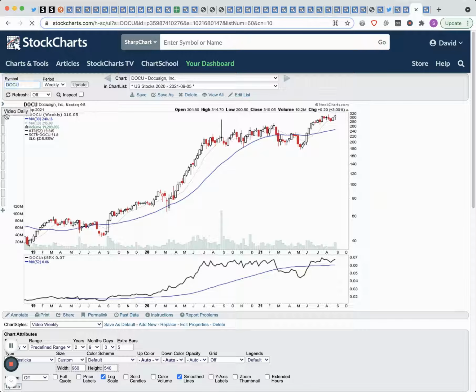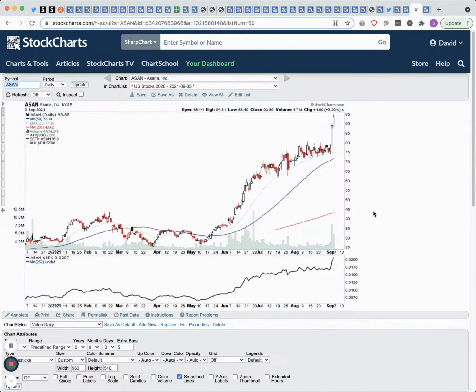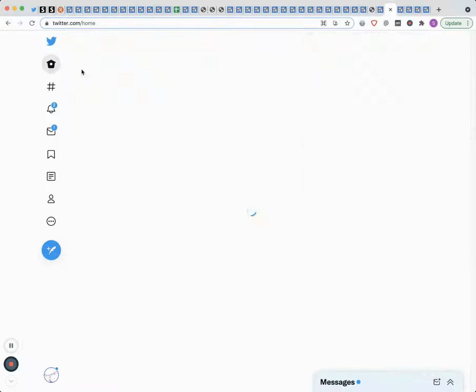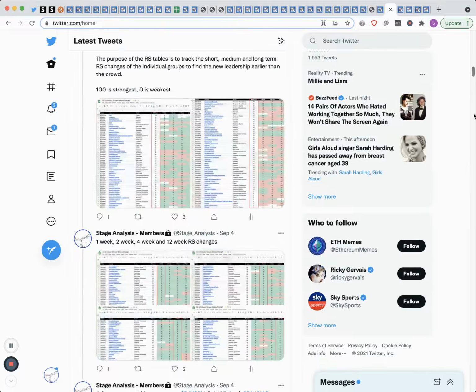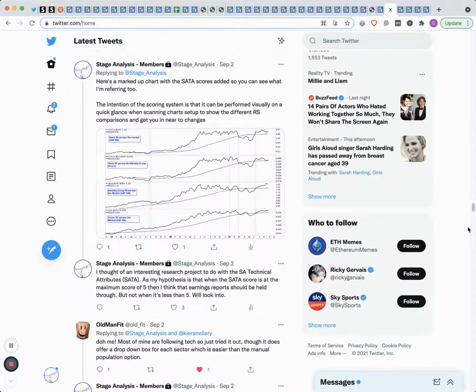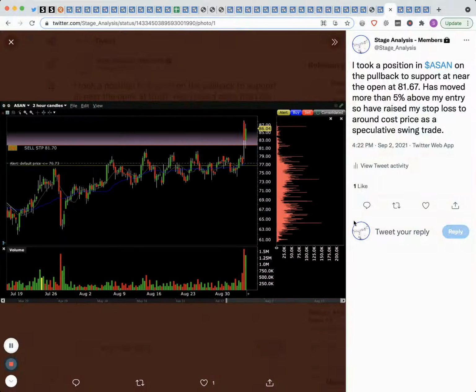So this is one of my favorites at the moment that I'm watching. Asana I entered last week, so we go onto the private Twitter feed quickly. Let me get back into the feed, so you can see I entered this on what day was it here? So on this day here, I took the trade as it pulled back, so it was breaking.